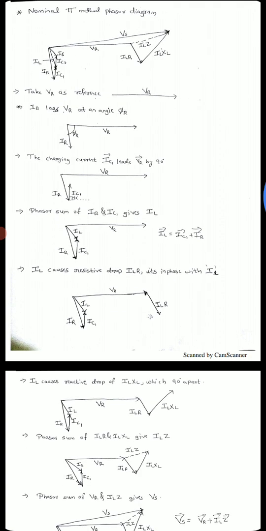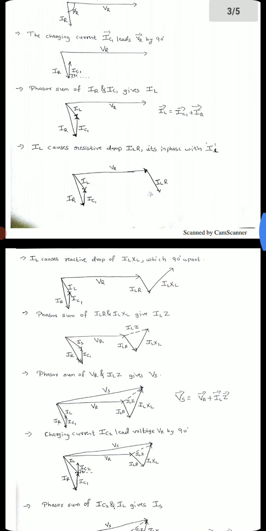Once we know IL, we need to find the drops ILR and ILXL. ILR is in phase with IL, so we can draw ILR from VR as shown in the figure. Then coming to XL, ILXL is at 90 degrees to the current IL, so it is drawn as it is. Once we know ILR and ILXL, we will add them, that is ILZ. So ILZ is nothing but the drop. VR plus ILZ is nothing but Vs, the sending end voltage. So by joining those two lines we will get Vs.